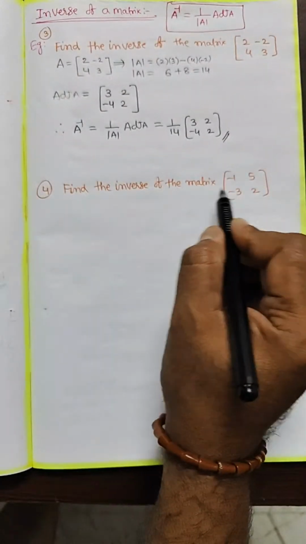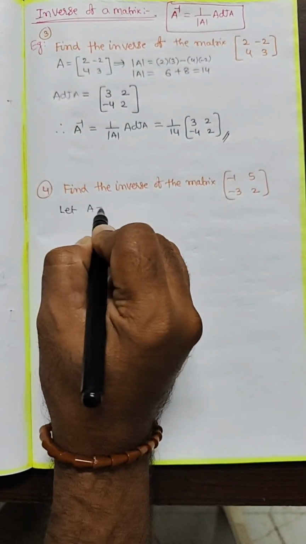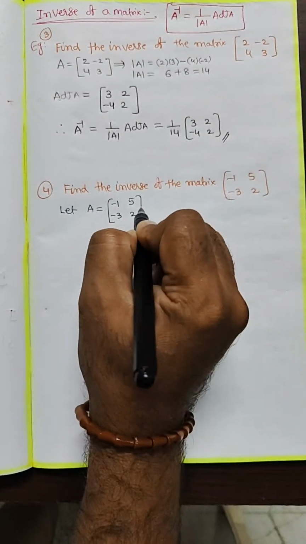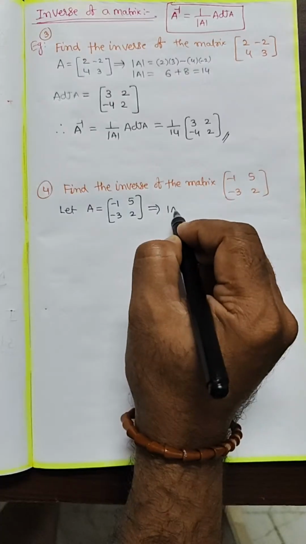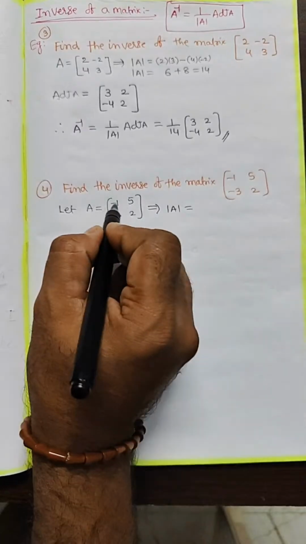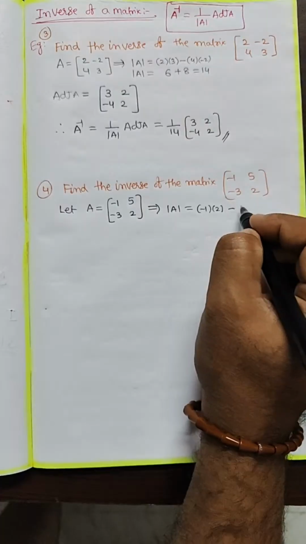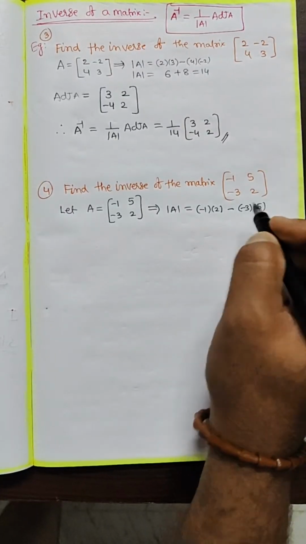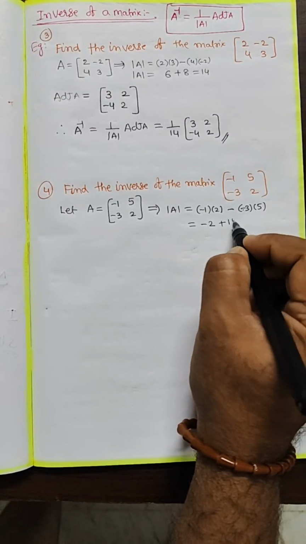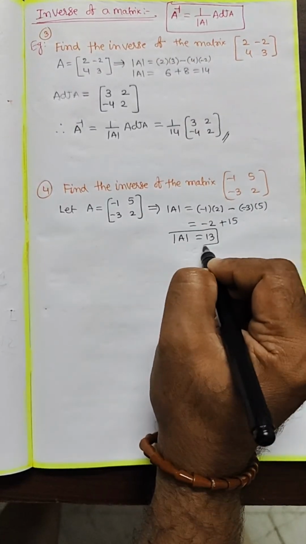Okay. So find the inverse of this matrix. Let us consider this matrix is A. Let A equal minus 1, 5, minus 3, 2. So immediately find out the determinant of A. We know that if A, B, C, D is a 2 by 2 matrix, then its determinant is AD minus BC. So minus 1 into 2 minus 3 into 5, which is equal to minus 2. Minus into minus is plus, 5 into 3 is 15. 15 minus 2 is 13. So det A equals 13.